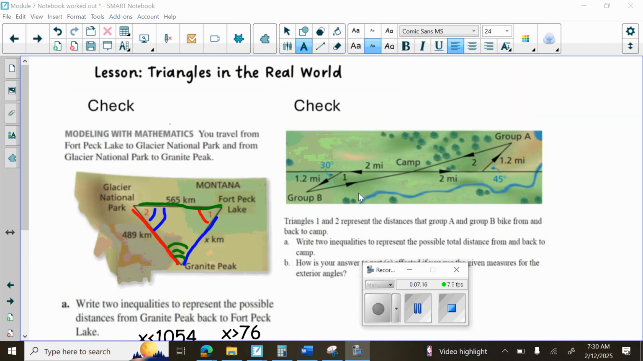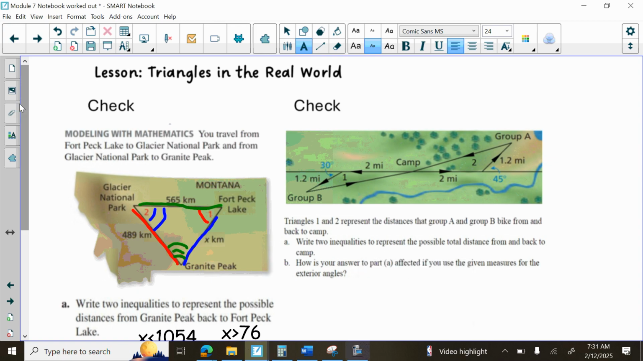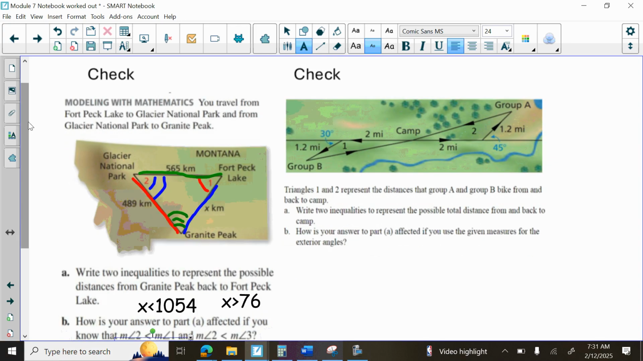Let's go to this next question. So you see how marking up the triangle really helped me kind of visualize that? That's what you guys gotta be comfortable with, marking up the triangles so you can understand the question better, you can answer it better.